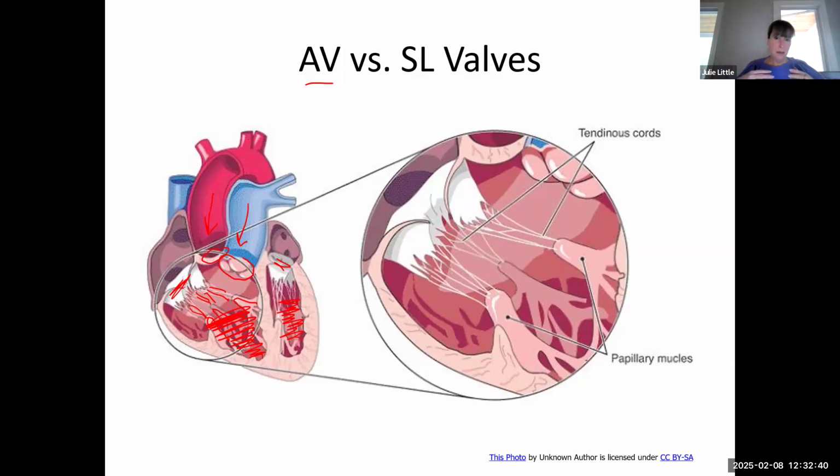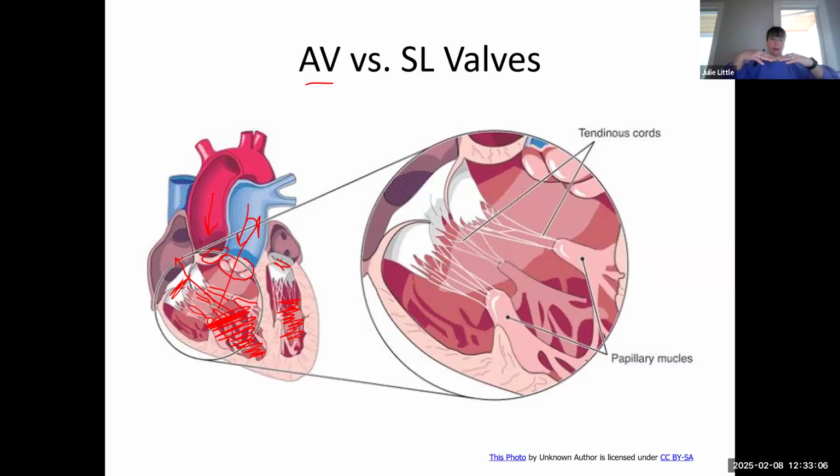But that's just during ventricular diastole, when the ventricles are relaxing and the blood is filling into them. But as soon as those ventricles contract, they're going to apply a lot of force to that blood, and we want the blood in this right ventricle to go this way. We don't want it to go back up into the right atrium. So that's what the chordae tendineae and the papillary muscles are for.